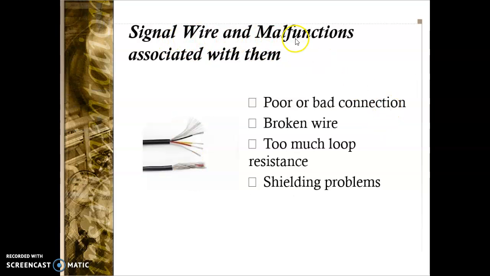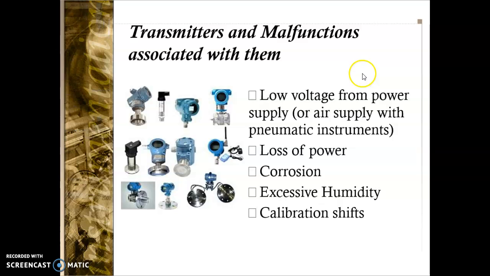You could have a signal wire and the malfunctions associated with that. Poor or bad connection. You could have a broken wire. Maybe too much loop resistance. So we've talked about the equations: voltage is equal to IR. So your current and resistance are related, so you have to look at that. Then you could have shielding problems as well. So remember when we talked about resistance, how long the wire is, how thick it is, things like that. This can cause a lot of problems with the resistance here.